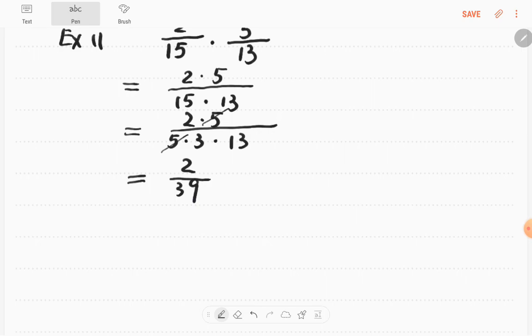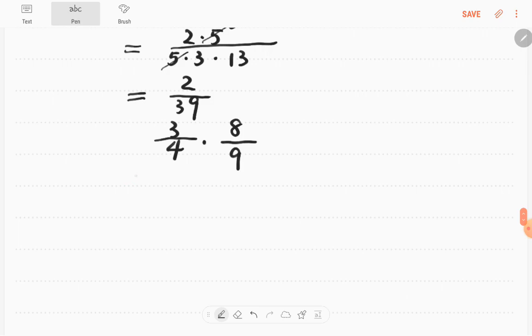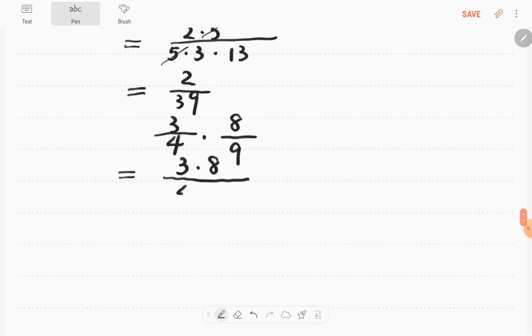Okay, let's try another one. This time we do another multiplication. So 3 over 4 times 8 over 9. We do the same thing. The numerator times numerator, 3 times 8, over denominator times denominator.